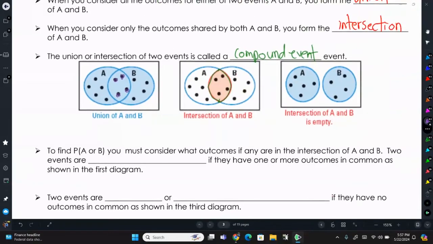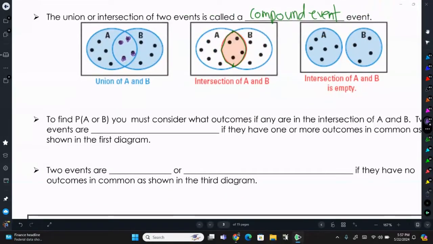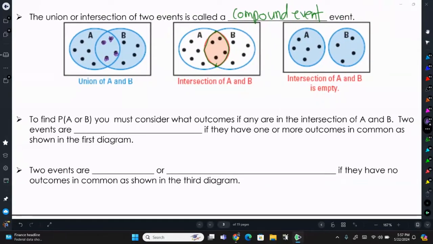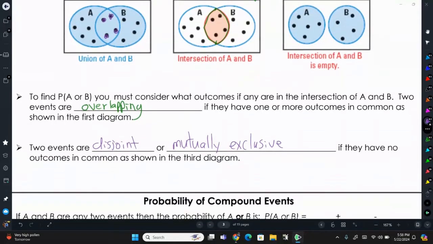So what happens is, to find the probability of A or B, you must consider the outcomes that are in the intersection of A and B. Two events are overlapping if they have one or more outcomes in common, as shown in that first diagram. And then two events are called disjoint or mutually exclusive if they have no outcomes in common, as shown in that third diagram.